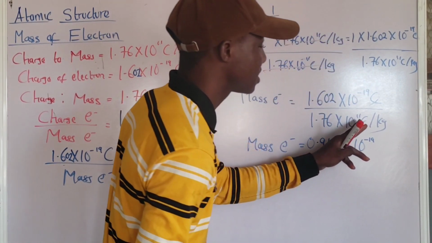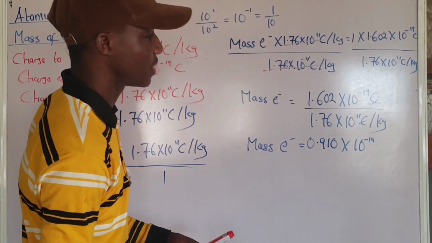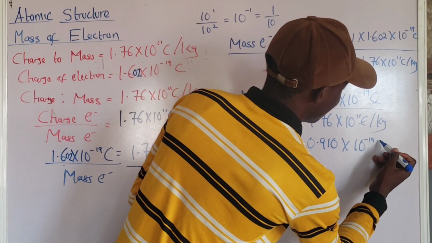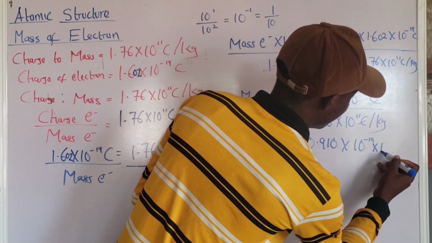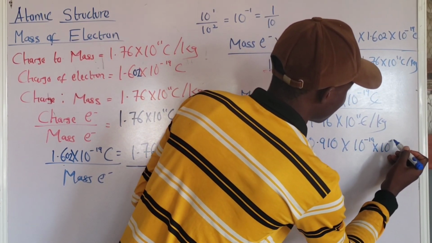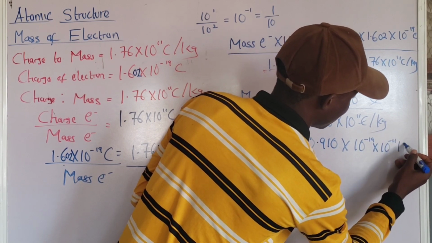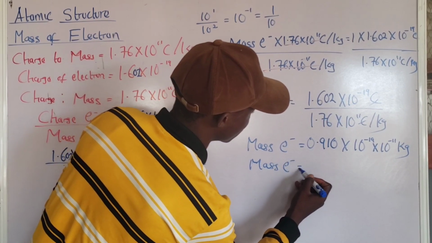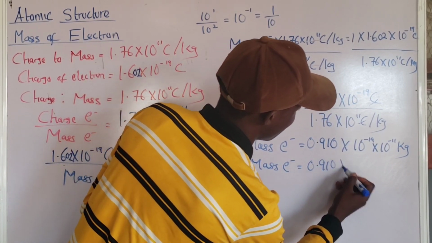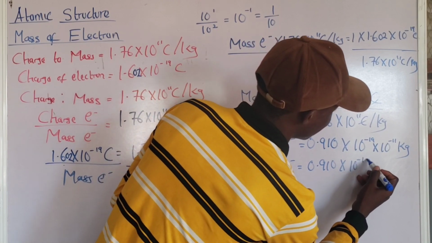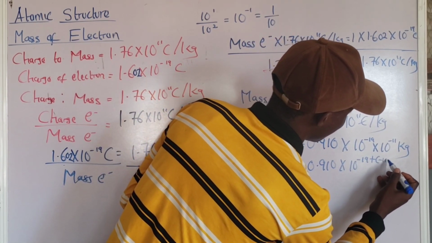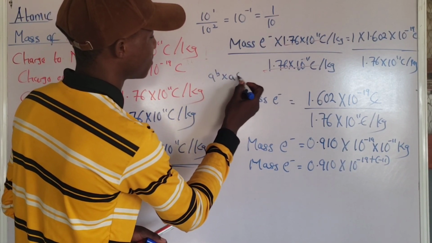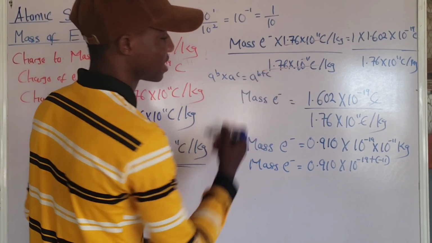19. Now, because this 11 is going to come up according to the laws of indices, the power is going to be negative. You understand? So I'm going to have negative 19 multiplied by 10 raised to the power of negative 11 kilogram. Okay, so the mass of electron is equal to 0.910 multiplied by 10 raised to the power of negative 19 plus negative 11. You understand? According to the laws of indices, a raised to the power of b multiplied by a raised to the power of c is what? A raised to the power of b plus c. You understand? That's what I use here.